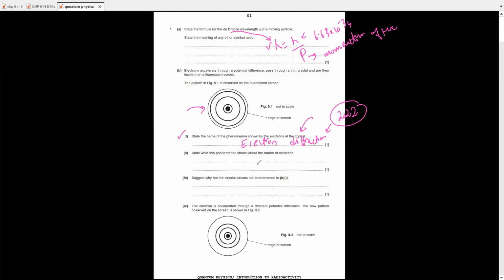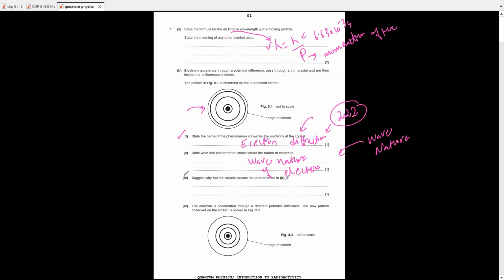So what does this phenomenon show about the nature of the electron? This shows the wave nature of the electron, because diffraction and interference are given by waves. This is the property of a wave. So that shows the wave nature of the electron.